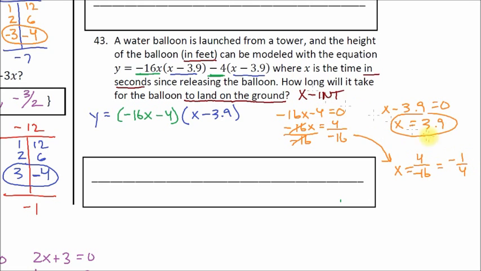And that's a negative value of time, which means it can't exist. So that one is out, and we end up with 3.9. Then we can put our unit of measure, which is seconds. So our answer should be: the balloon will land on the ground in 3.9 seconds.